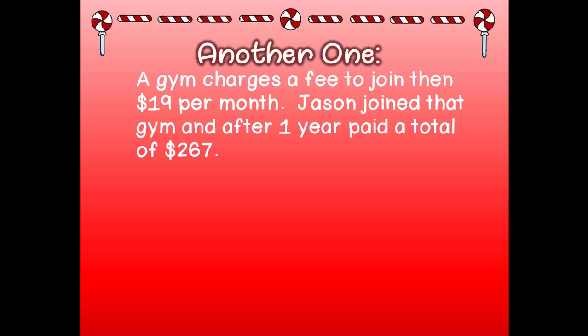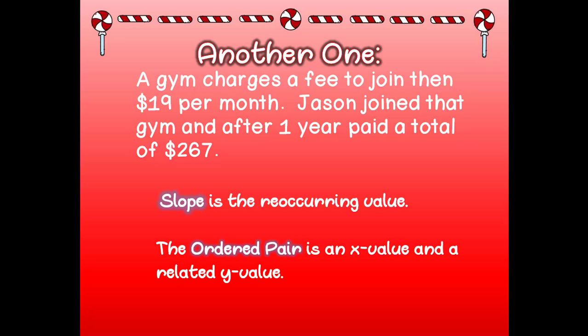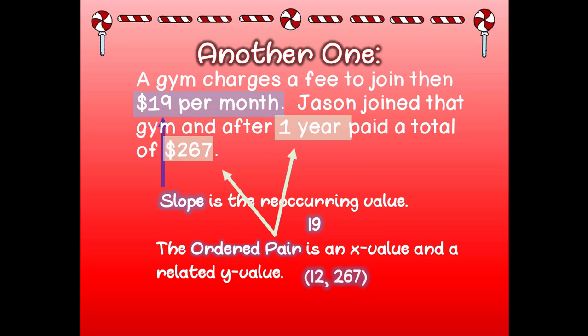Here's another example. A gym charges a fee to join and then $19 per month. Jason joined the gym and after 1 year, paid a total of $267. So I'm looking for the reoccurring value so that I can identify that as the slope. We know that we pay $19 every month, so that is our slope. We also know that after 1 year, Jason paid a total of $267. But be careful because we're paying per month. So 1 year is actually 12 months. We have to make sure we use 12 and not 1. So 12 months cost Jason $267. That's an ordered pair.